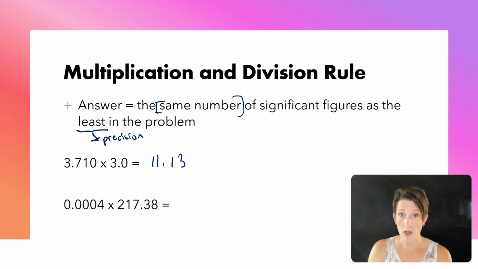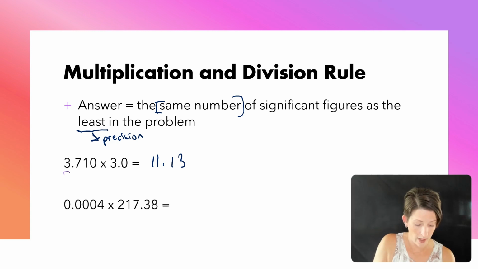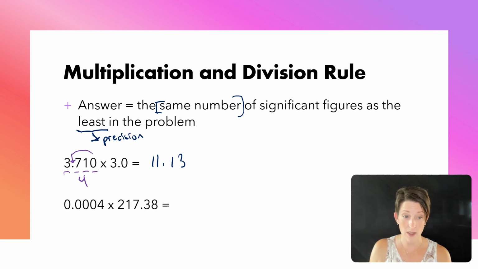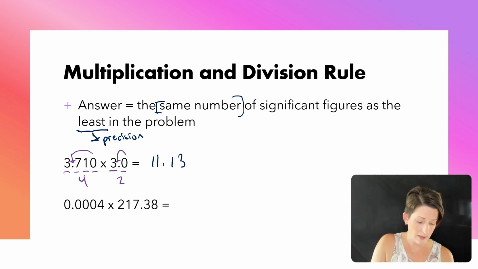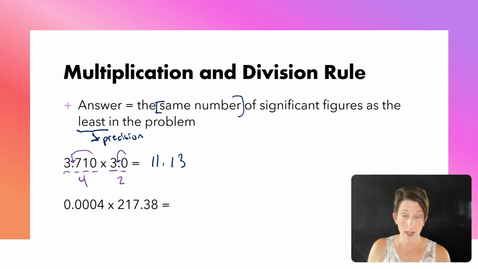Each number that started the problem, we want to determine the number of significant figures. In this first number, we have 1, 2, 3. Because this 0 is trailing a decimal, it is also significant. So we have 4 significant digits in this first number. We have 1, 2 in the second number because that 0 trails a decimal. Because 2 is less than 4, our final value needs to have 2 significant figures to represent the precision of the least precise measuring number.